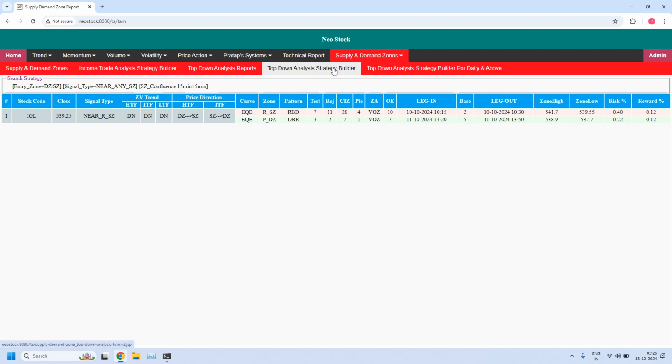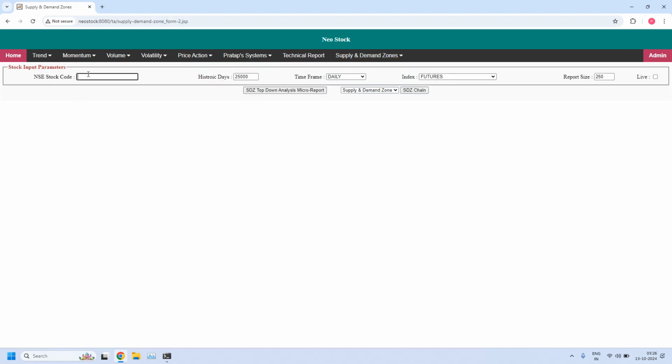Next reports are about NIFTY, BANKNIFTY supply demand zone chain. First, let's start with NIFTY, starting from monthly time frame, generating monthly supply demand zone chain for NIFTY.